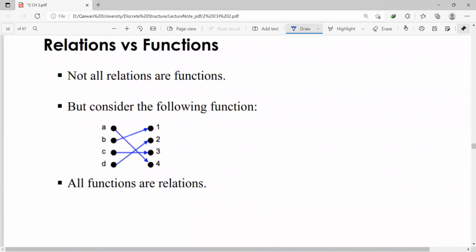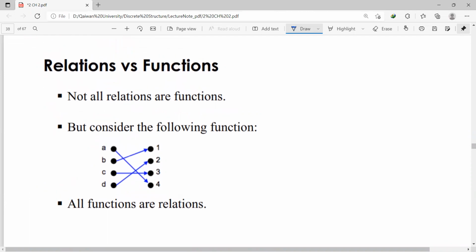And here you have relations and functions. The difference between relations and functions: we say not all relations are functions, but conversely it's true. We say every function is a relation, but not every relation is a function.